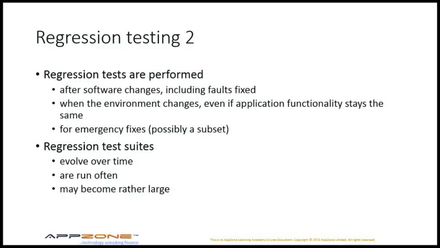Regression testing, on the other hand, is performed after software changes, including faults fixed, or when the environment changes, even if application functionality stays the same. In this case, you are doing regression testing. And then for emergency fixes, regression test suites evolve over time, so they are run often and may become rather large. When you have so many tests, you have a test suite.